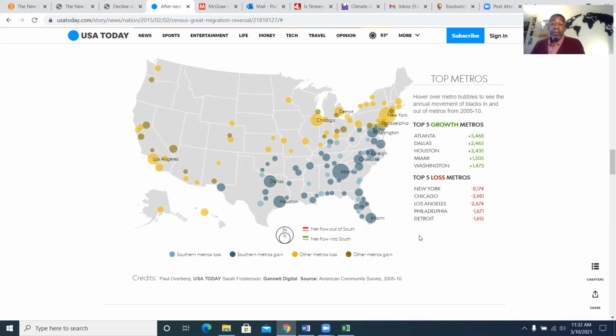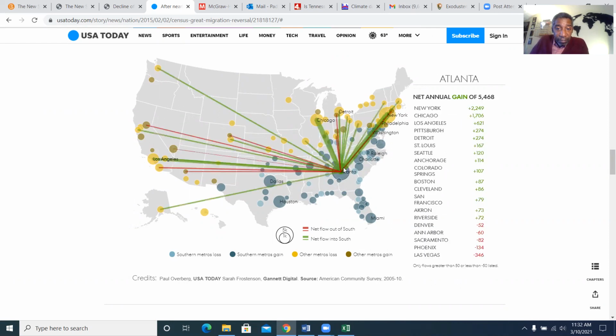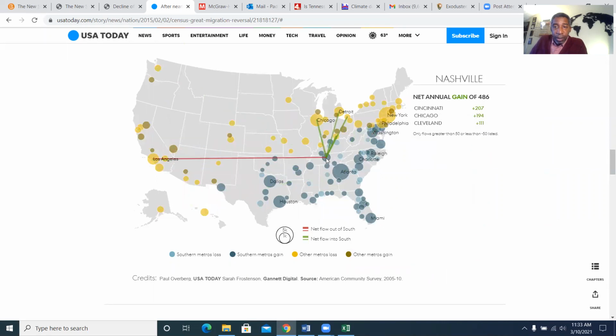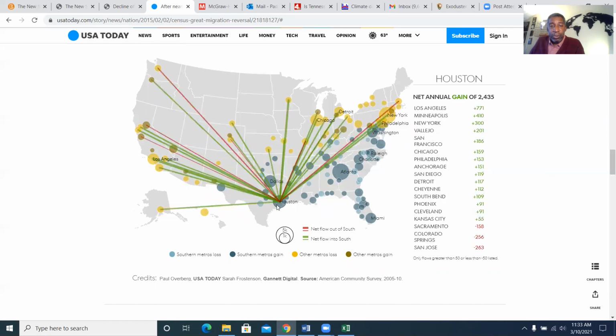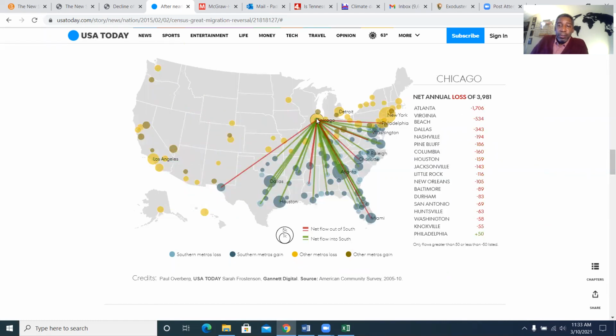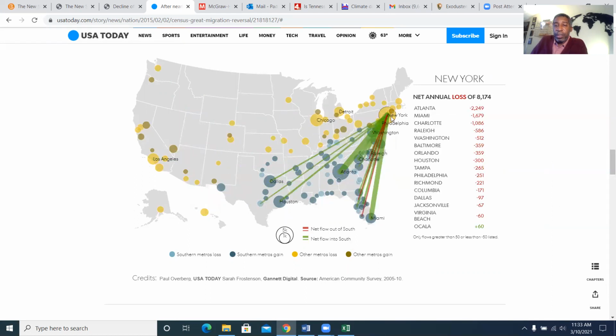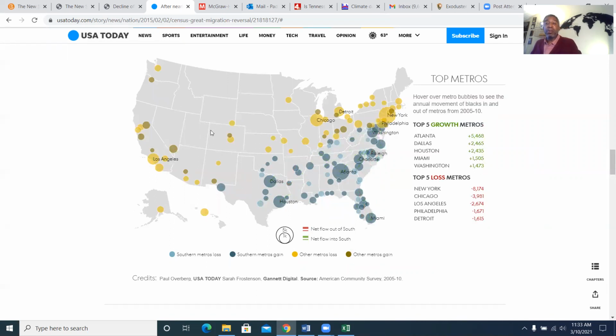And you can see in this graphic, these point symbols show people who were flowing into Atlanta from 2005 to 2010, and people flowing into Nashville, people flowing into Dallas and Houston, whereas notice places like Chicago and Detroit were just steadily losing population, and those people were moving towards the South, according to this graphic.